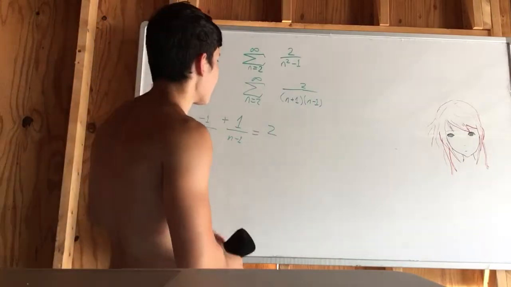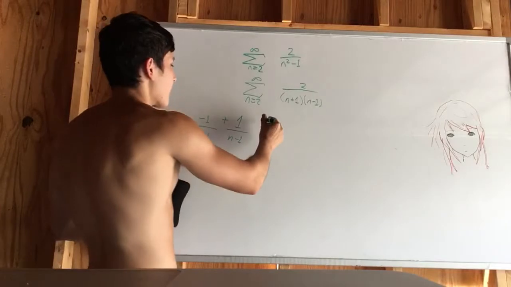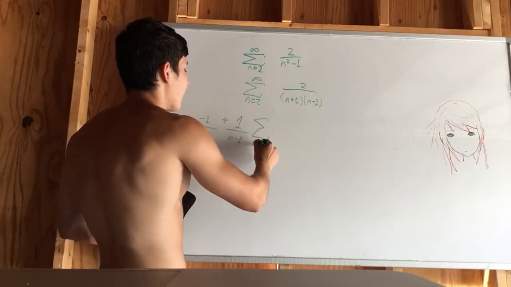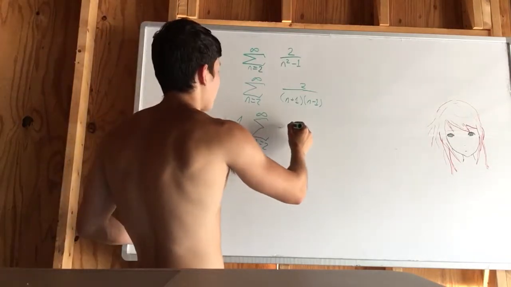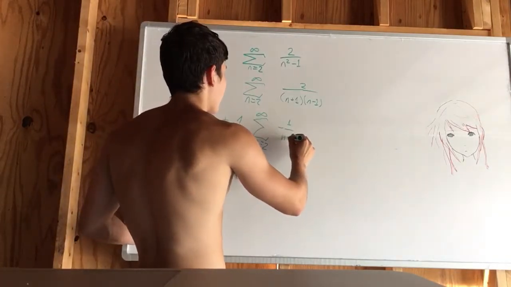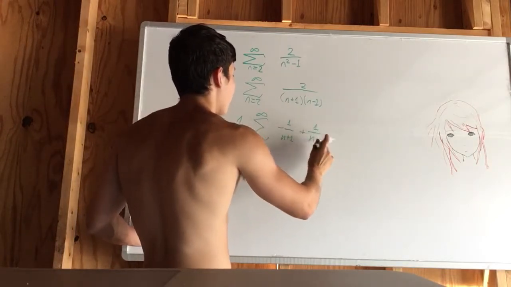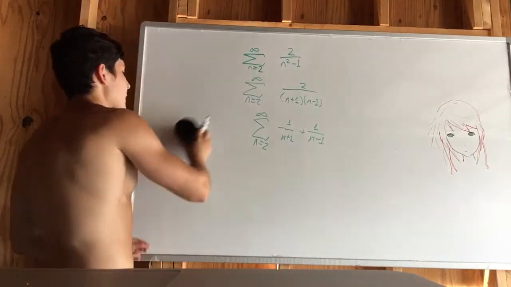The telescoping series is where you plug in the different values of the index we have. So this is going to be negative 1 over n plus 1, and we're adding 1 over n minus 1. This is equivalent to that. It's just dressed differently.